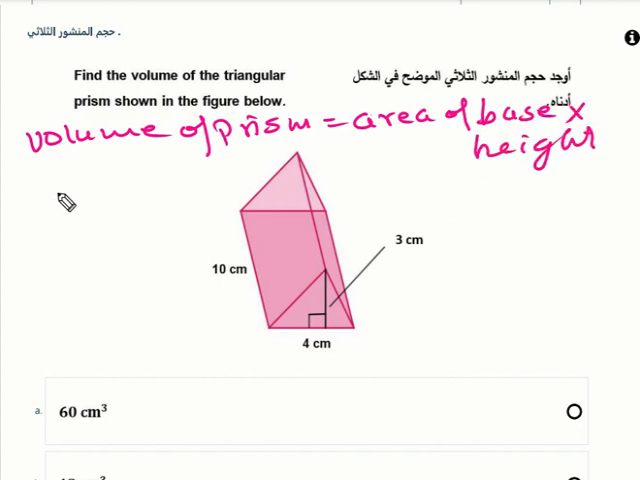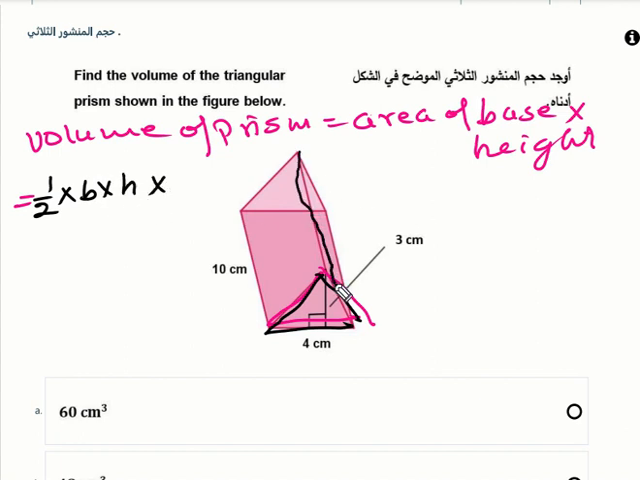Okay, now if it is a triangular prism, then what will be the base? Base will be a triangle. Hope you can see this thing. Okay, this is the triangular base. So its area will be half times base times height, and multiply by the height of the prism. So this is the height of the prism, this one, multiplied by 10.